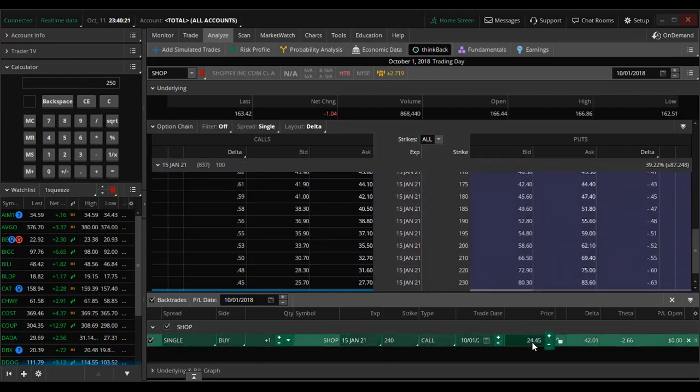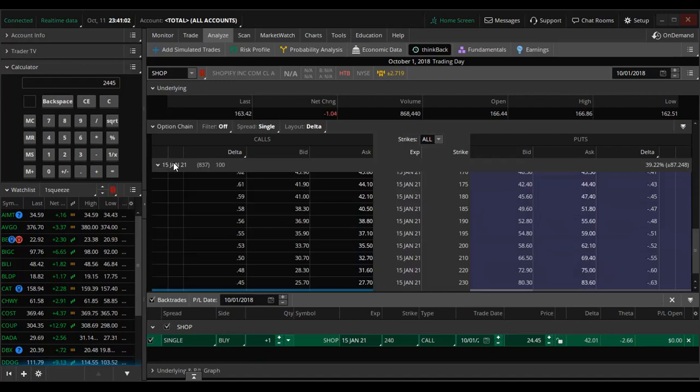Now, as you can see, this contract was going for $24.45. So if you multiply 24.45 times 100, which is what this contract represents, 100 shares of stock, you would pay $2,445 for the right to buy this stock at $240 a share before January the 15th of 2021.